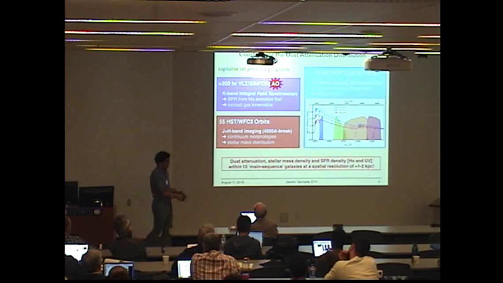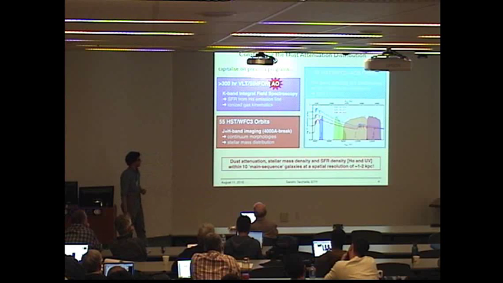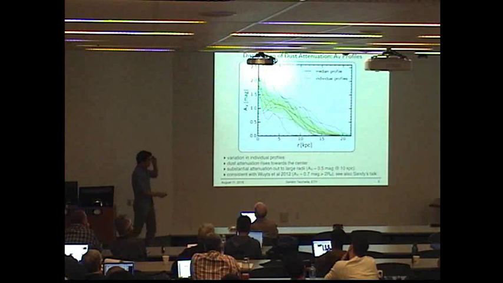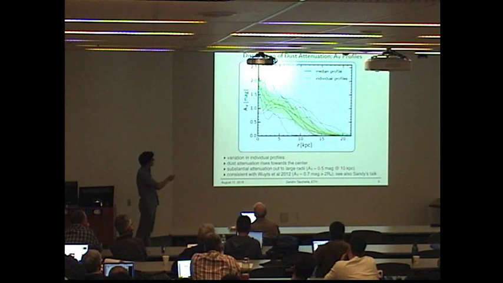So for the next few slides, I will be really focusing on the dust attenuation, the stellar mass density, and the star formation rate density within 10 main sequence galaxies at the spatial resolution of about 1 to 2 kiloparsecs. And so let's go straight to the dust attenuation profiles. So this is measured in the visual band. You can see here the individual profiles. These are the black curves, and the median profile is shown as a green line.